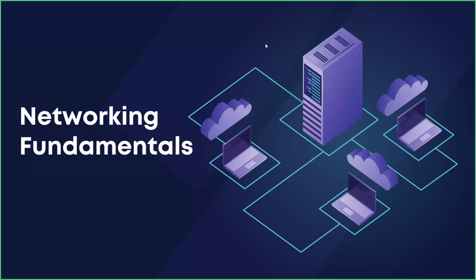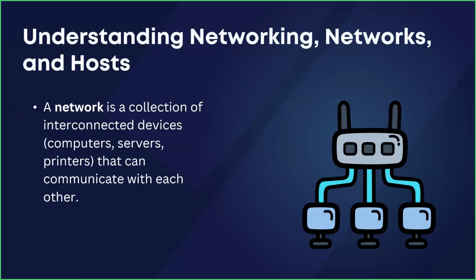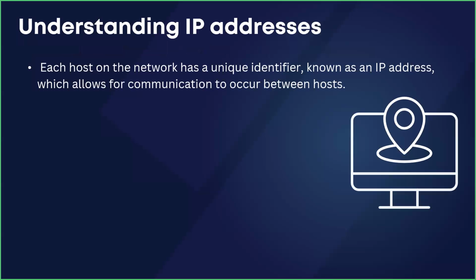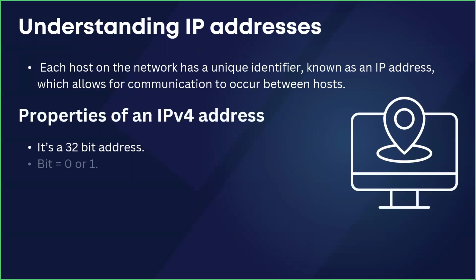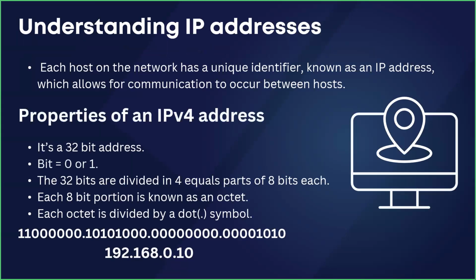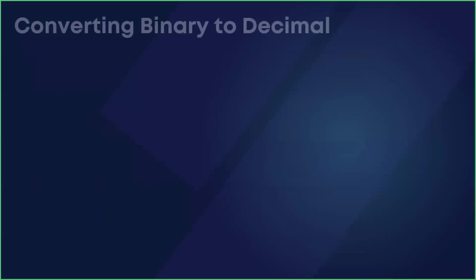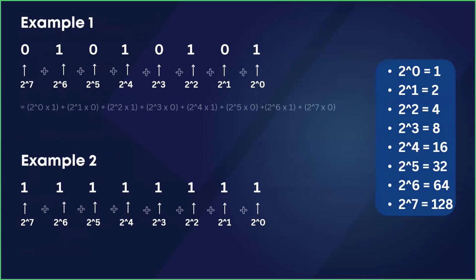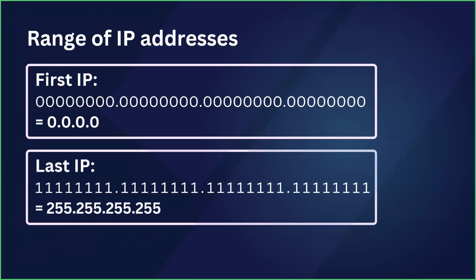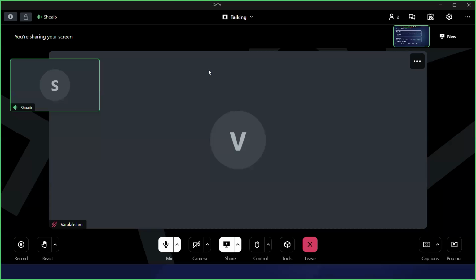Okay, perfect. So let's get started without any further ado. In the last class, we went through networking fundamentals: the basic introduction on what networking is, what networks are, and what hosts are. Then we covered understanding IP addresses, the properties of IPv4 addresses, and how to convert a binary number to a human readable decimal number. From that, we understood the range of IP addresses: the first IP, the last IP, and how many IPs we have in total. Let me record this session.